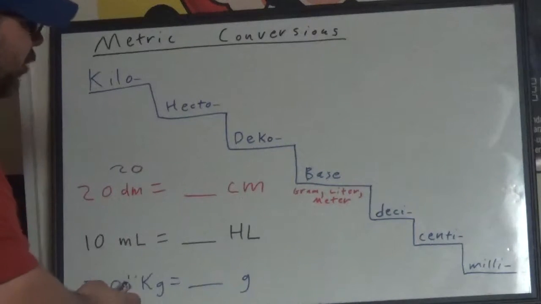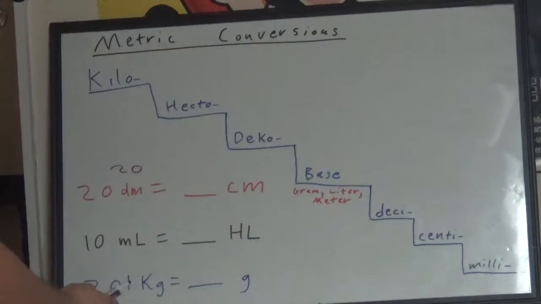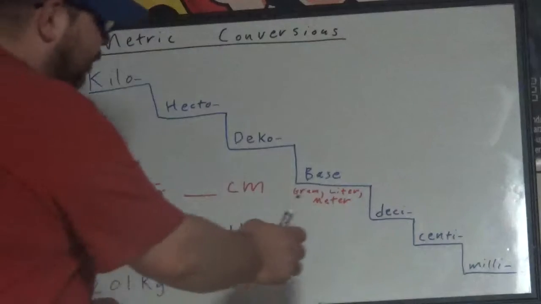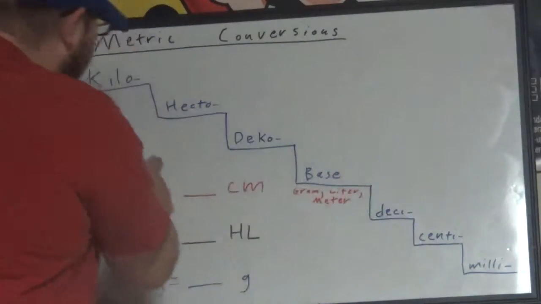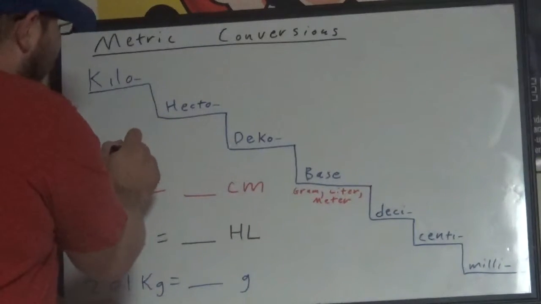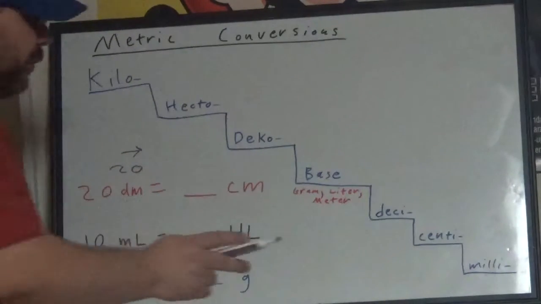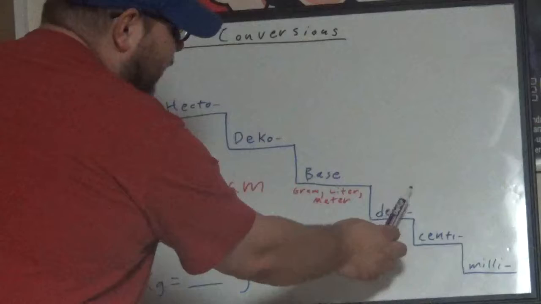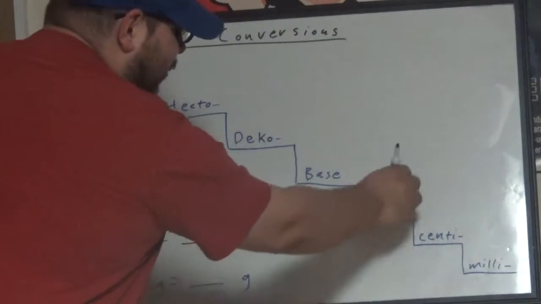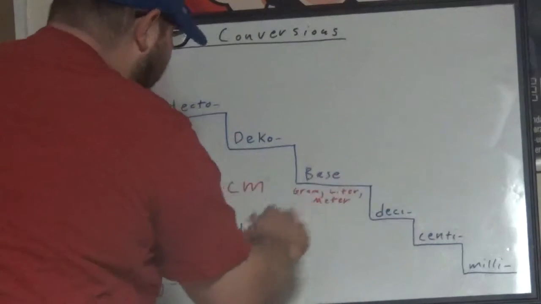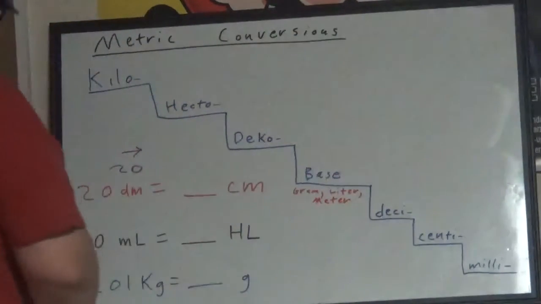What we're going to do is look, which direction do we go to find centi? Well, if you look, centi is to the right. So we're going to go to the right. How many steps do we take? We started on deci, we go to centi, so we move one time to the right. We move from this step to this step. So one time to the right.